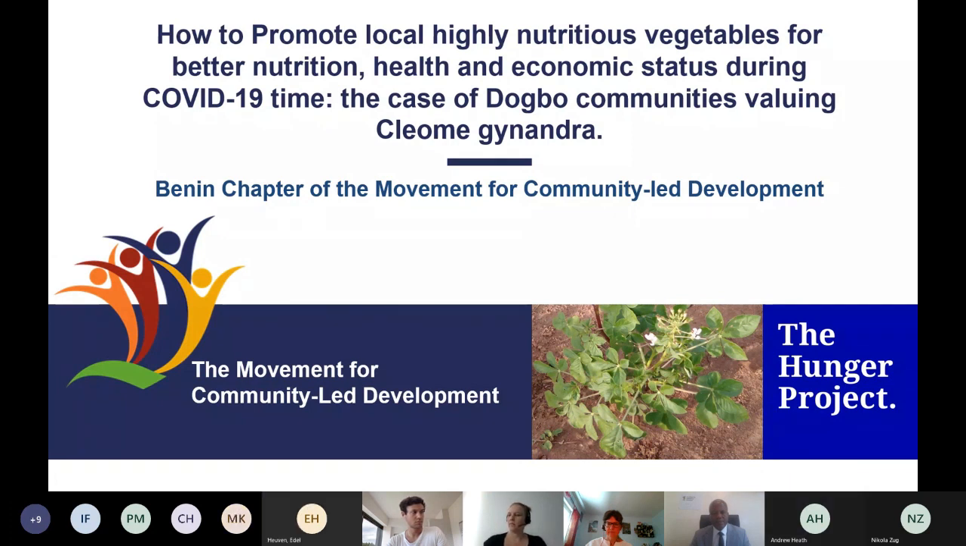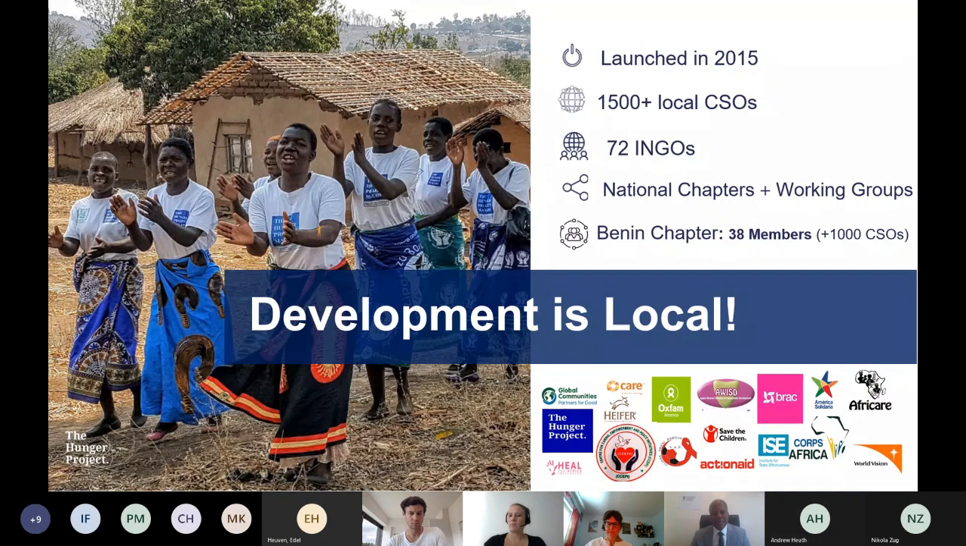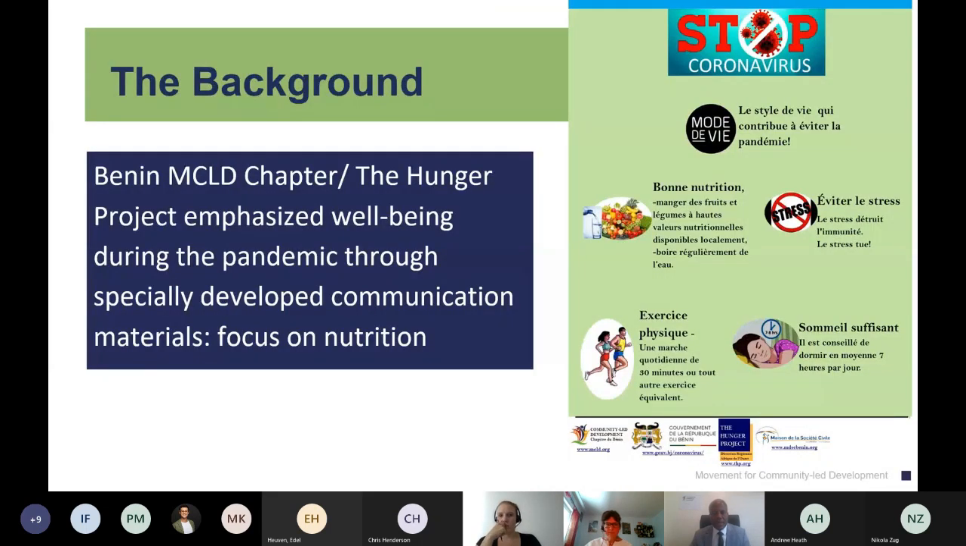Next slide, please. I have just talked about the movement for community-led development. This is a global movement which has been launched in 2015, and up to date, the movement comprises more than 1,500 local civil society organizations and 72 international non-governmental organizations. It works through national chapters and working groups, and we have a chapter in Benin. The whole purpose is how to build local development and make sure that we build the resilience of communities.